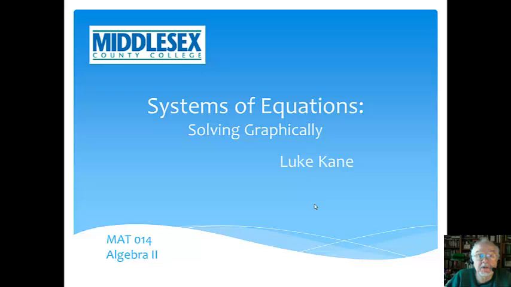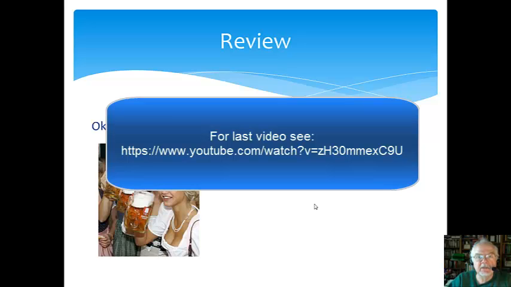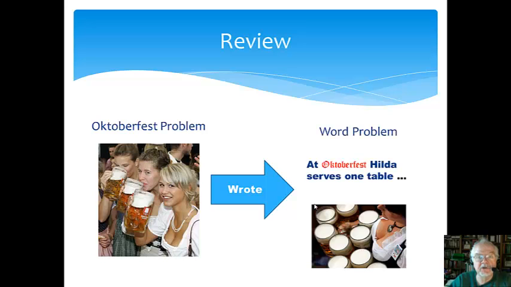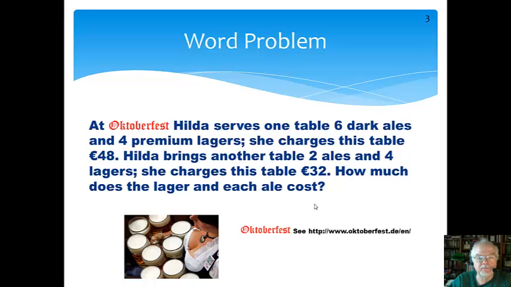Today we're going to talk about systems of equations, and specifically how do we solve systems of equations graphically. You recall from the last video that we had a problem at Oktoberfest. We didn't speak the language, we couldn't read the signs, we didn't know what the beer costs. So we made some observations, and we wrote down our observations as a word problem. And this is the word problem.